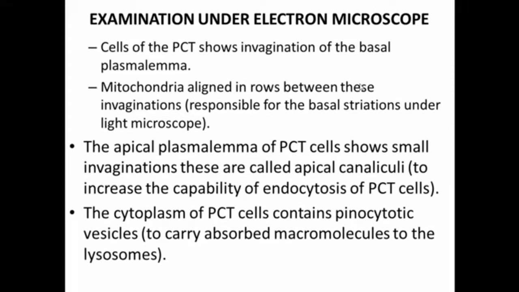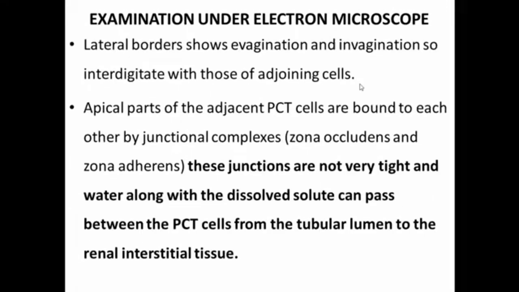The apical plasmalemma of the PCT shows small invaginations. These are called apical canaliculi, to increase the capability of endocytosis of the PCT cells. The cytoplasm of the PCT cells contains pinocytic vesicles to carry absorbed macromolecules to the lysosomes. The lateral border shows evaginations and invaginations, so they interdigitate with those of the adjoining cells.